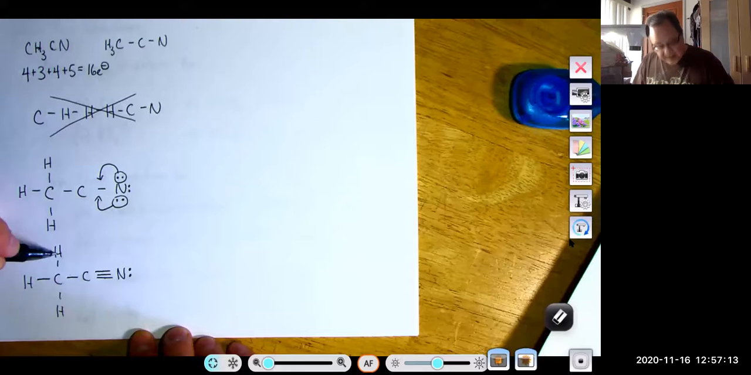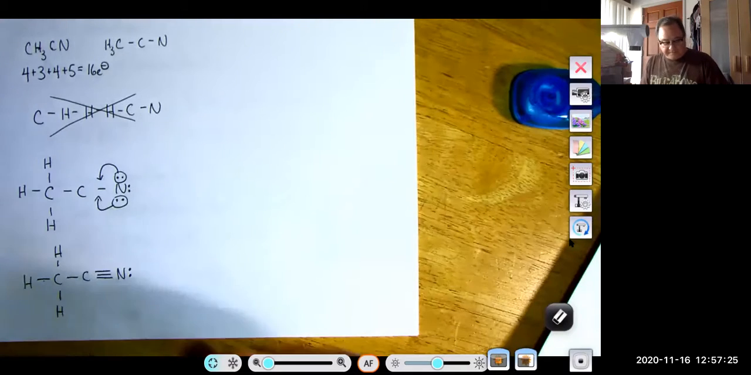Does this hydrogen have a duet? 2. Yep. Does this hydrogen have a duet? Yep. 2. And does this hydrogen have a duet? Yep. 2. And there you go.